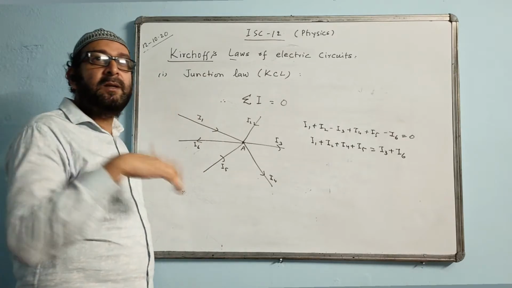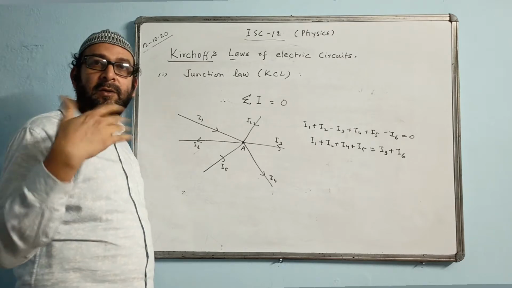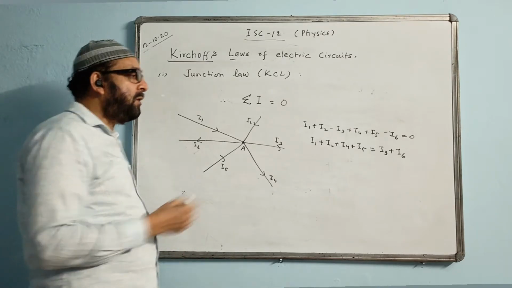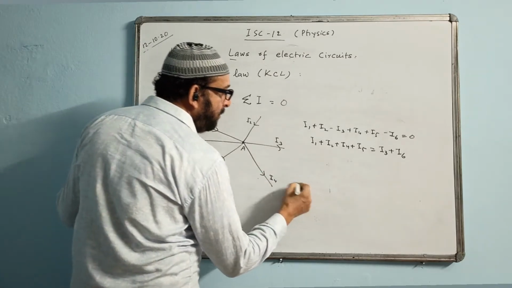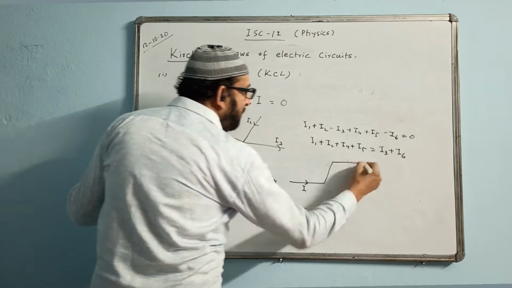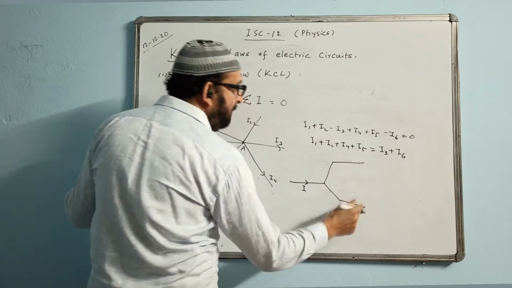I think we have been using it since lower classes, since class 10 and all. We used to do problems and all, and you may not know that we use junction law. I just give one example here. Suppose we are having a current I over here, and there are two branches, one branch here, another branch here, then they are in parallel.